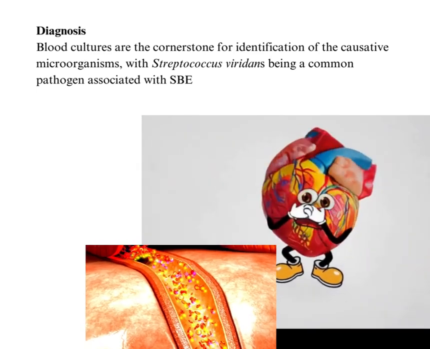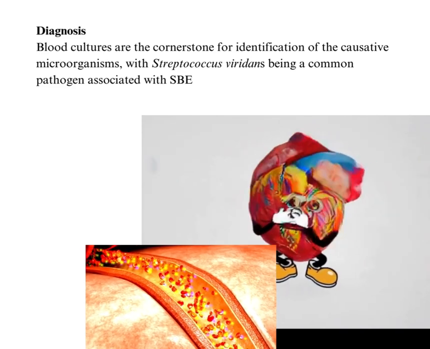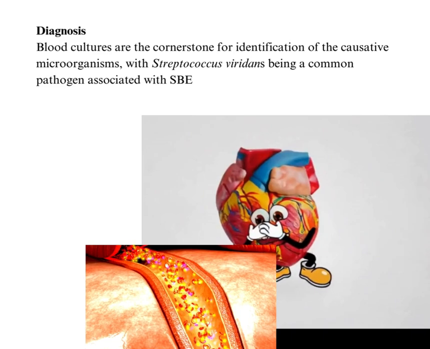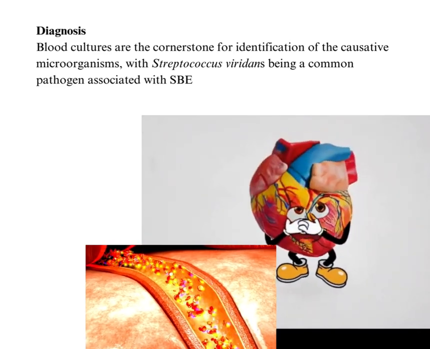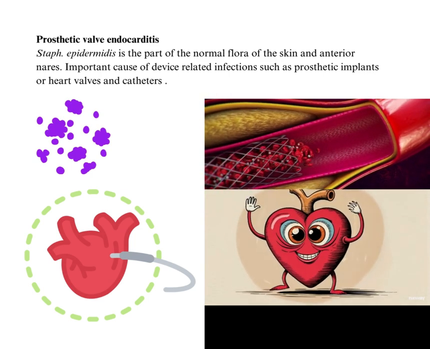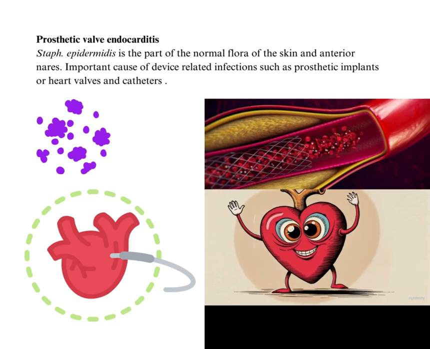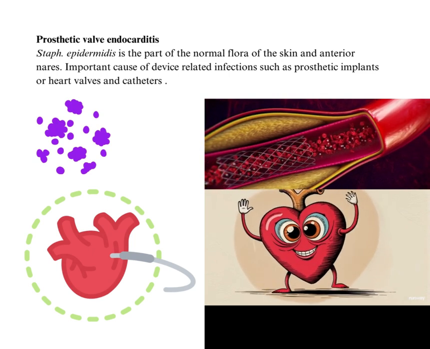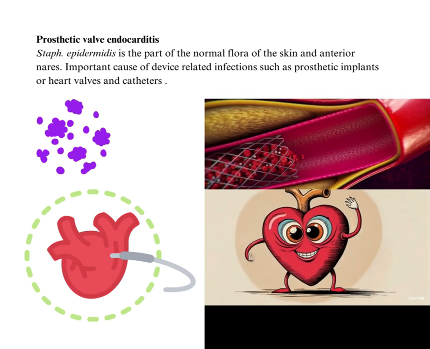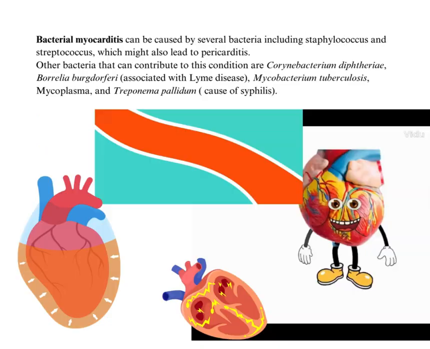Diagnosis. Blood cultures are the cornerstone for identification of the causative microorganisms, with Streptococcus viridans being a common pathogen associated with subacute bacterial endocarditis. Prosthetic valve endocarditis: Staph epidermidis. S. epidermidis is part of the normal flora of the skin and anterior nares, and an important cause of device-related infections such as prosthetic implants, heart valves, and catheters.